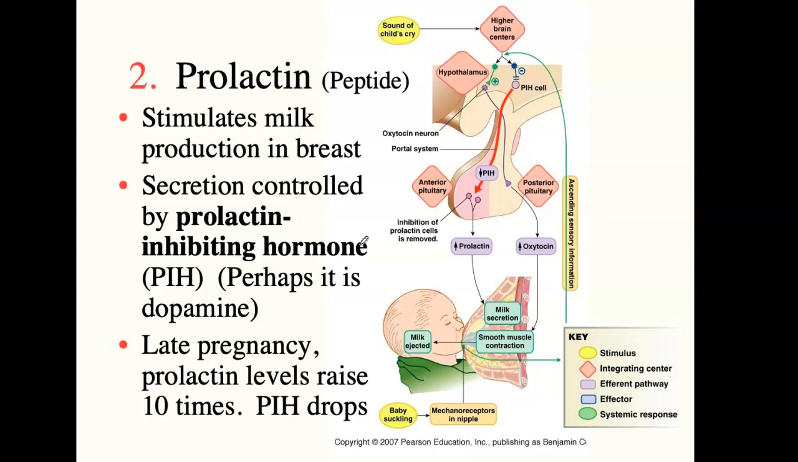So in late pregnancy, prolactin levels are going to rise. They're going to rise about 10 times. And the inhibiting hormone, the prolactin inhibiting hormone, is going to drop. So I've broken down this picture here in the next slide so that you can see it better. But we're going to have this integrating center here, which is the hypothalamus. And in the hypothalamus, the boss, remember I always call it the boss, is going to be this inhibitory hormone, the PIH, that's going to inhibit the production of prolactin. So until we cut that inhibition off, we're not going to make any prolactin at all.